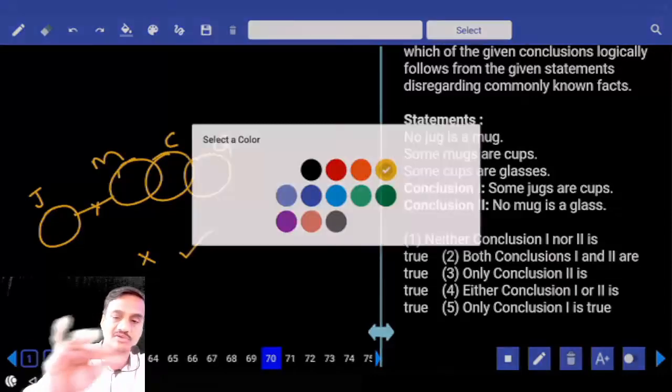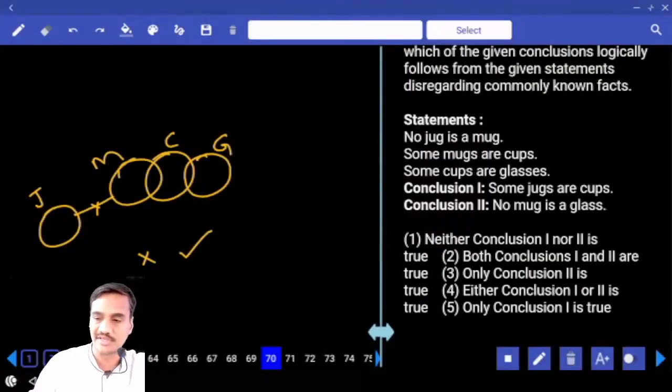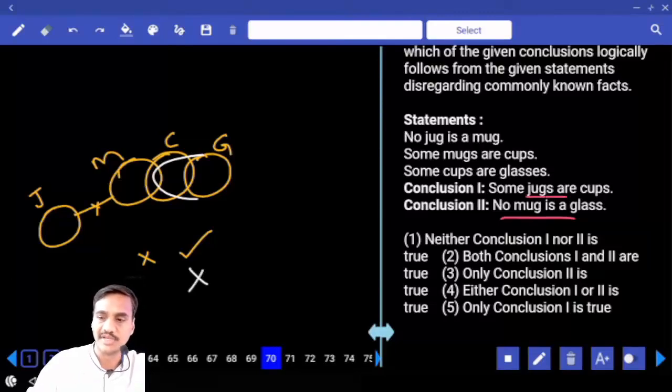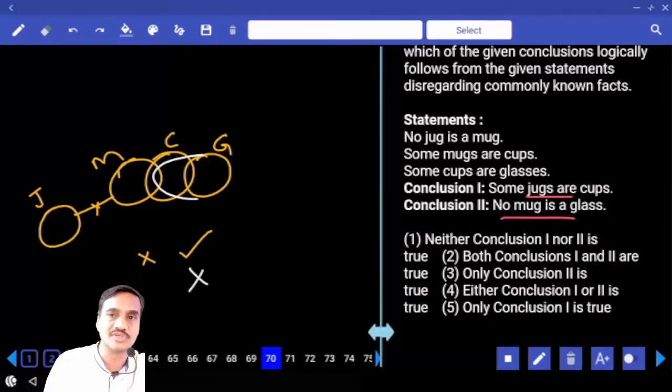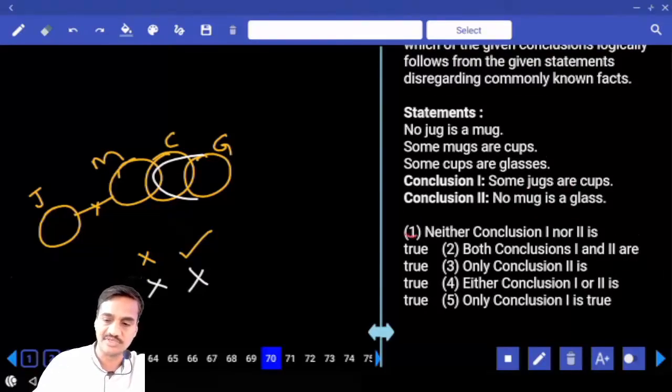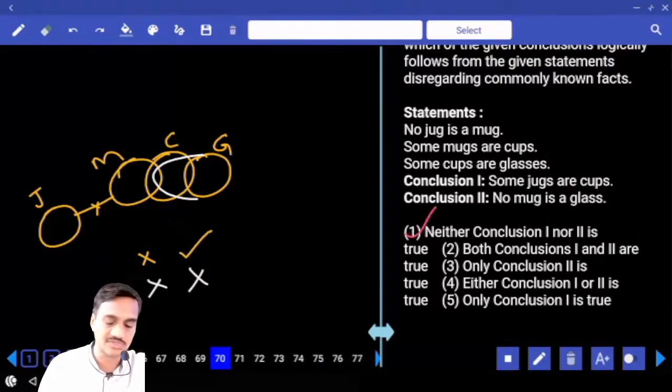Now to make the second conclusion false, I need to draw an alternate diagram. Some mugs are glasses. No mug is a glass means some mugs are glasses. Suppose mug and glass I can extend like this. Alternate diagram true, previous conclusion false. And at the same time, some jugs are cups, which was false, is still false. Hence neither 1 nor 2. Neither 1 nor 2, choice 1, question number 70.